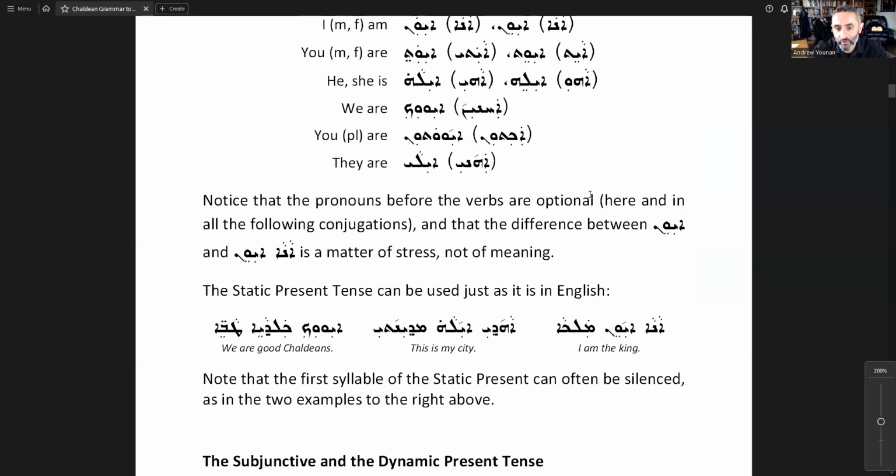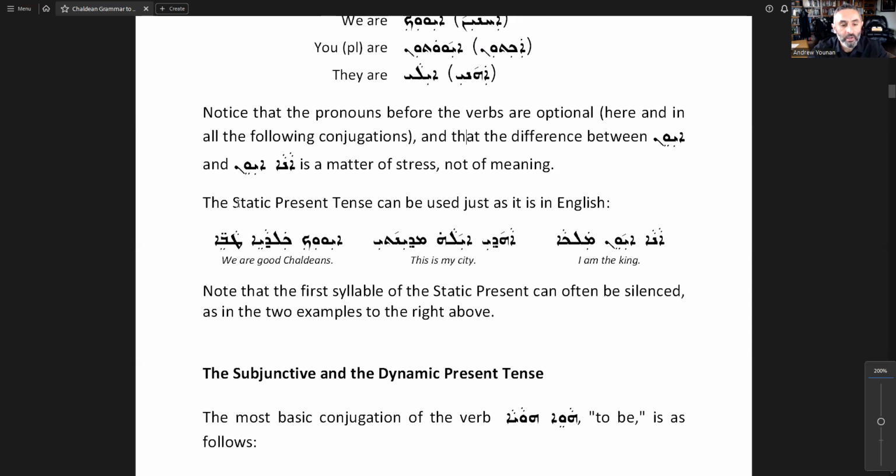Notice that the pronouns before the verbs are optional here and in all the following conjugations, and that the difference between iwin and ani iwin is a matter of stress, not of meaning. Okay, I already said that. So the static present tense can be used just like in English. So you can say ana iwin melka, I am the king. Or you can just say iwin melka.